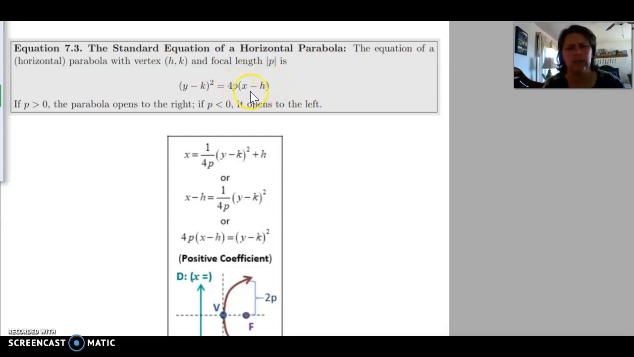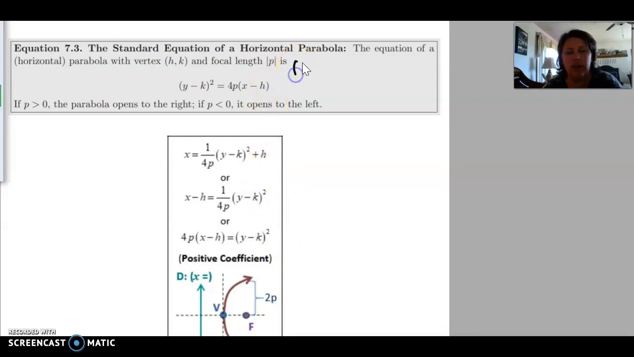So it's always this side that we want to focus on, the side closest to the coefficient, or the side closest to the p-value. So it is going to be opening in the x direction. So it's going to be opening left or right. These, again, are all of the different views we have here.